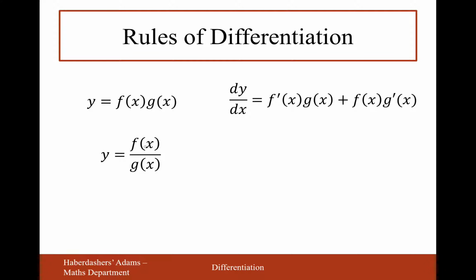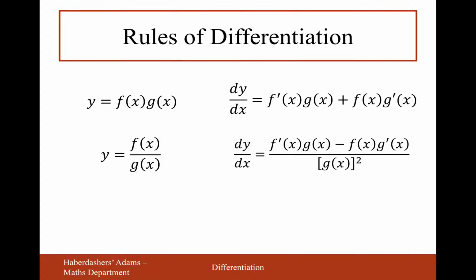So the next rule is for fractions. If you've got one function over another function, then this here is the rule. And this is the only rule you're given in the formula booklet, so you don't need to remember this one as much as the other two, but it's still really important you remember it. So in this case, it does matter which way round your f and your g function are. You differentiate the numerator first and then multiply it by the denominator, and then you take away the original f function multiplied by the derivative of the g function, and then divide all of that by the g function squared.